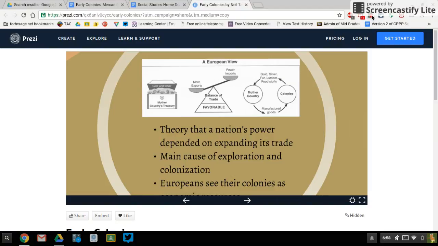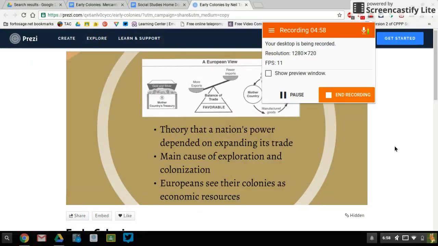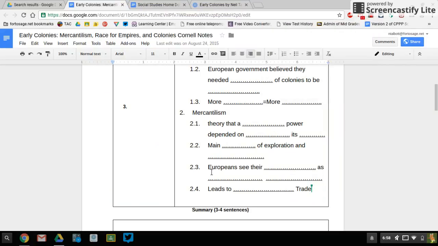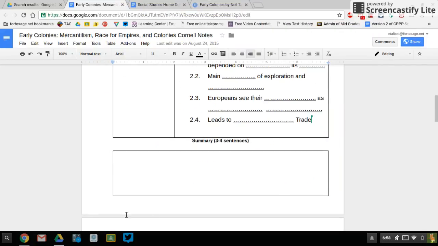So what I would like you to do now, if you look at the bottom of your notes, there's a section for writing a short summary. You've got about 2 or 3 minutes, so fill out this section of your notes and write a short summary. We do this because it helps you remember it more.